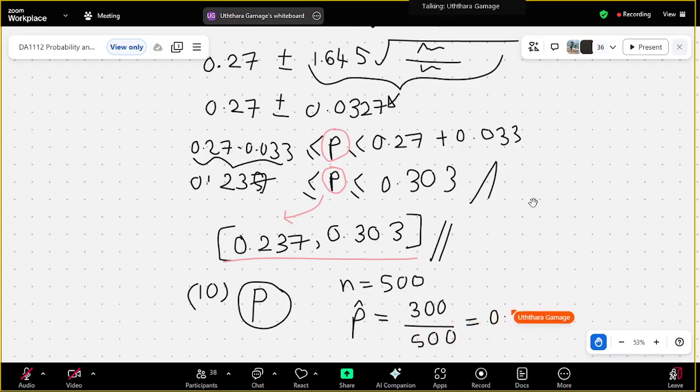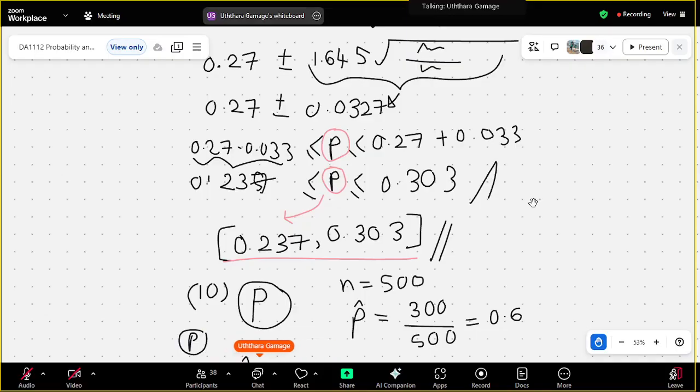So 0.6, right? You have to find the 99% confidence interval for the true percent of students who are registered voters. True percent means the population proportion. And interpret the confidence interval.